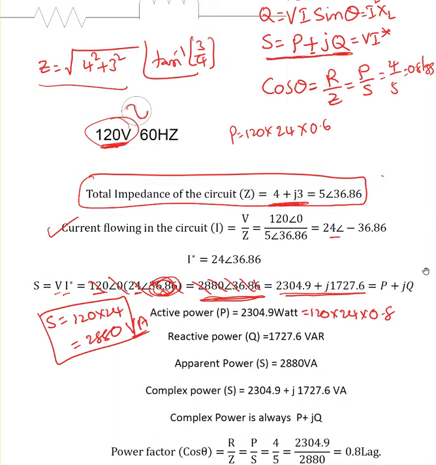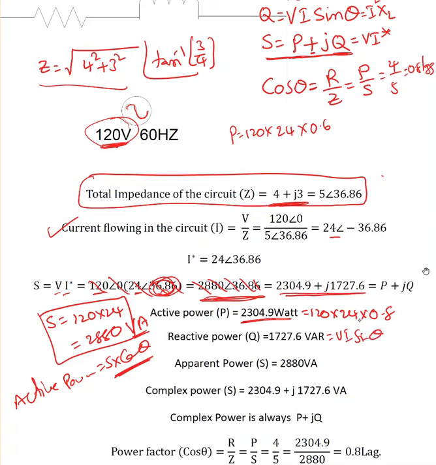Or another way is active power equal to S times cos theta. Active power is S times cos theta. So if I use S times cos theta, still I'll end up with the same number. Okay. Reactive power is VI sin theta.